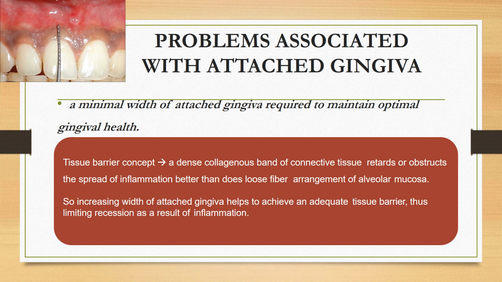So there is always a need for attached gingiva. This increased attached gingiva helps to achieve an adequate tissue barrier, so that will limit the recession as a result of inflammation. Anyway, in some cases, good atraumatic oral hygiene can also maintain excellent gingival health even in the absence of or almost no attached gingiva. Okay, so good atraumatic oral hygiene is always important for the health of the gingiva.